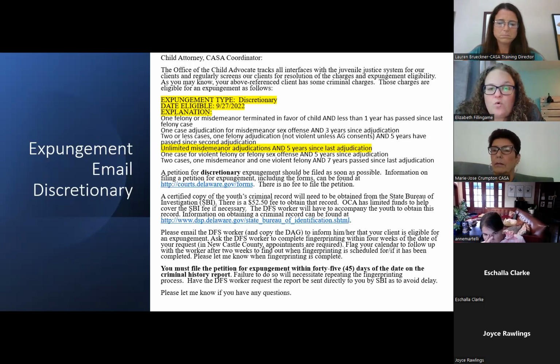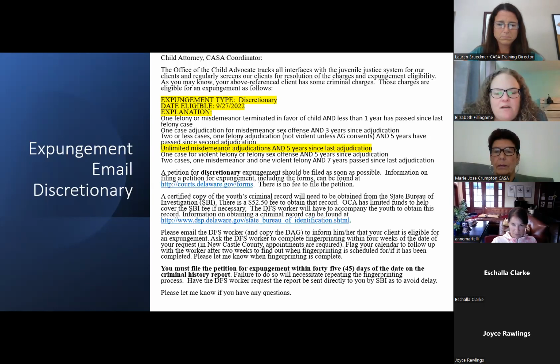And so typically DFS will pay the fee for fingerprinting, which is $52.50. Occasionally we get pushback from a DFS worker who doesn't think the youth, quote, deserves it. And instead of fighting with them about it, it is just easier for us to pay it to get that done, because it can drag on for months and months. If the worker doesn't want to pay it, it's just easier for us to do it to get the process moving.